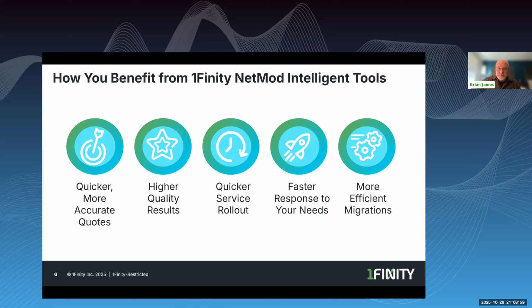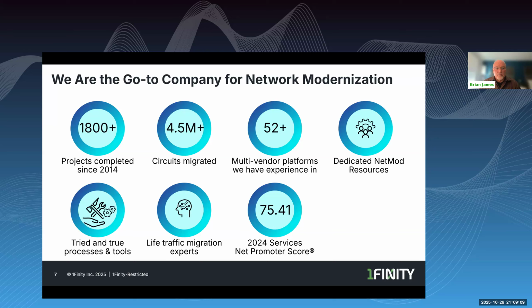So we are the go-to company for network modernization. We've got multiple clients. We've done over 1,800 completed projects since 2014, 4.5 million circuits migrated. Vendor platforms, we have experience in 52 plus vendor platforms. So it's not just 1finity or Fujitsu FlashWave gear. We've got multi-vendor capabilities. You just kind of go down the list of Ciena, Cisco, Alcatel, Nokia, et cetera. We have experience in most of the major platforms.